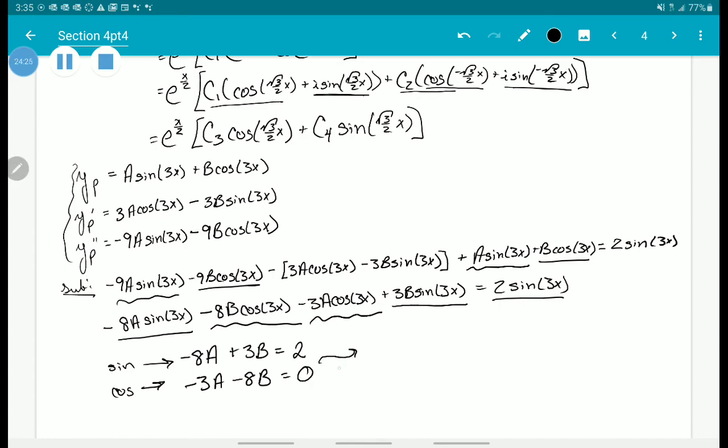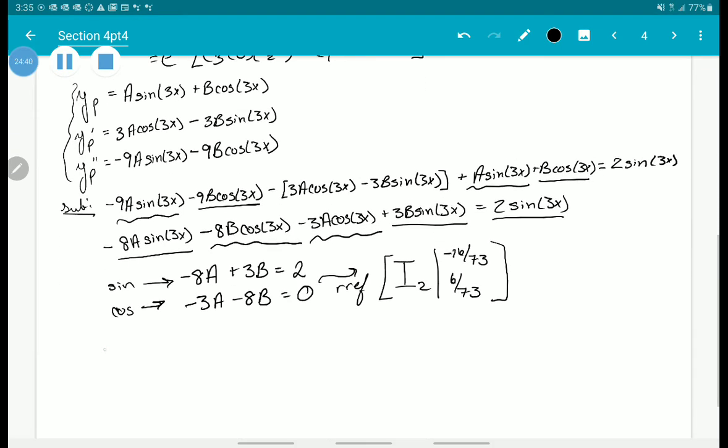Let's do RREF. Just going to type this guy in the calculator. And when I did that, I got negative 16 over 73 and 6 over 73. So then our particular solution is equal to negative 16 over 73 times the sine of 3x plus 6 over 73 times cosine of 3x.